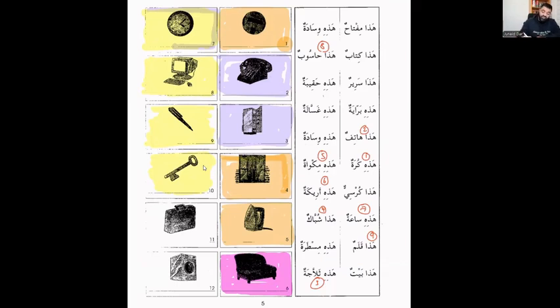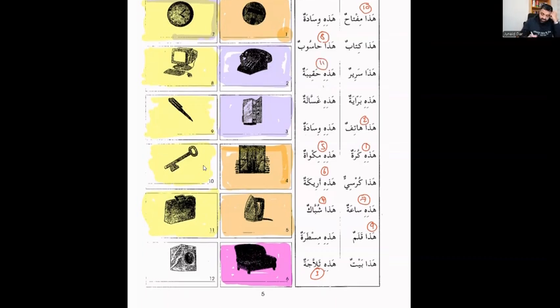First one. Miftahun. Very good. Next one then is the bag, which is haqibatun. One below 8. Yes. Read that out for me. This is a bag. That's the one. That's number 11.